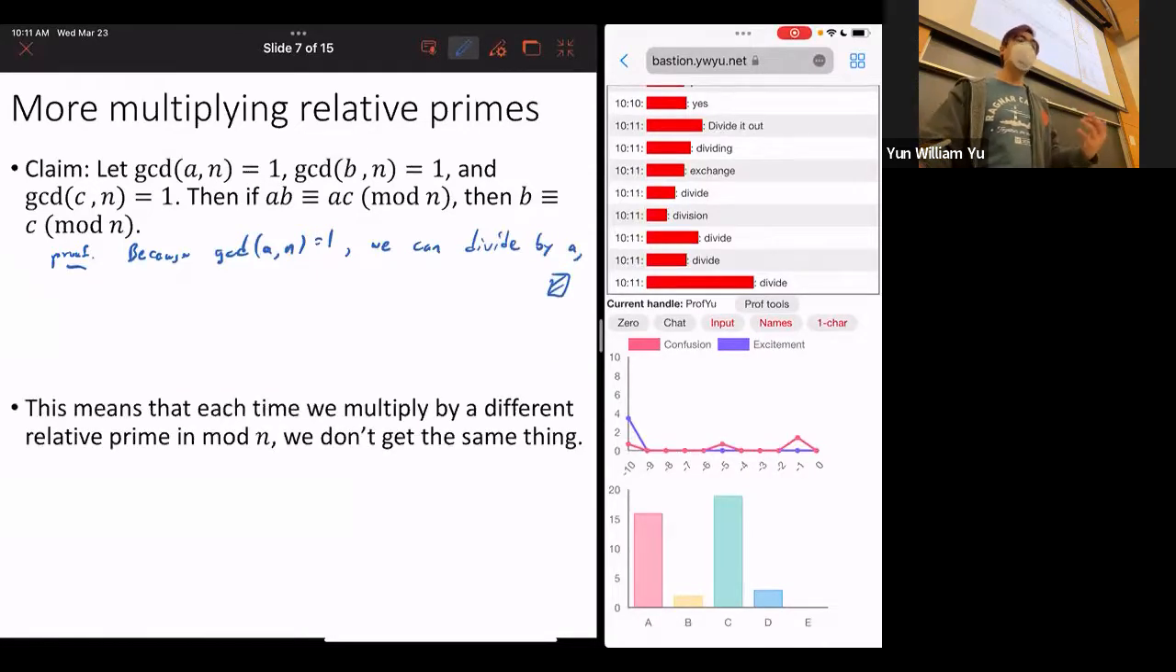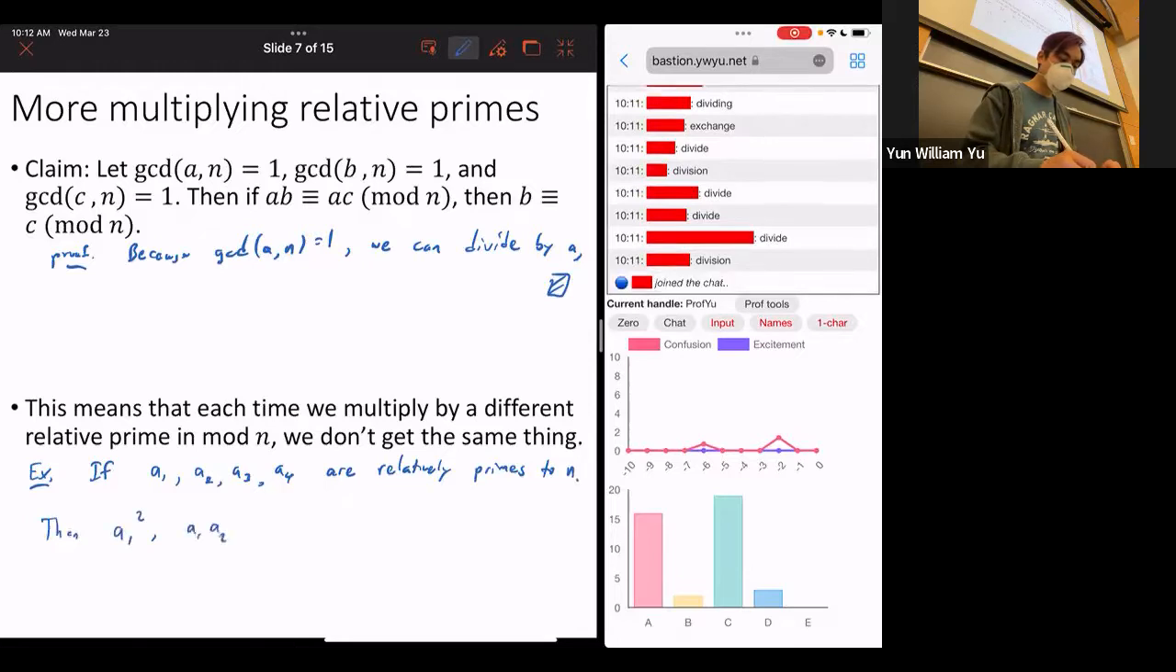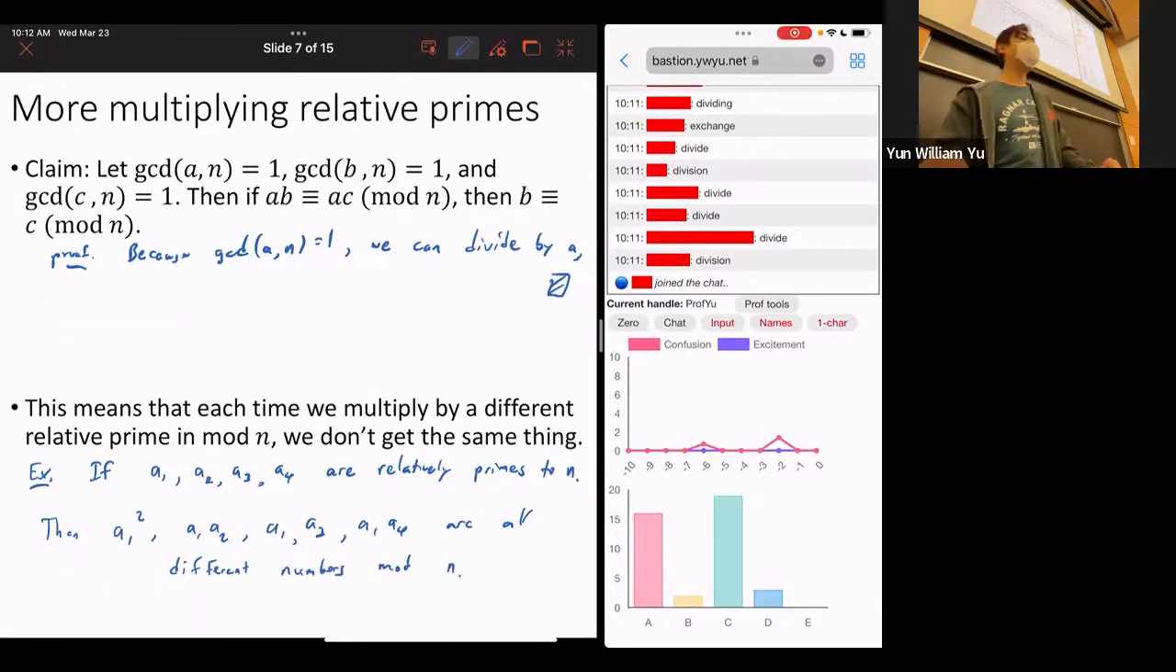And so this means that each time we multiply by a different relative prime in mod N, we don't get the same thing. So for example, if our set of relative primes is A1, A2, A3, and A4, relative primes to N, then A1 squared and A1A2, A1A3, and A1A4 are all different numbers mod N.